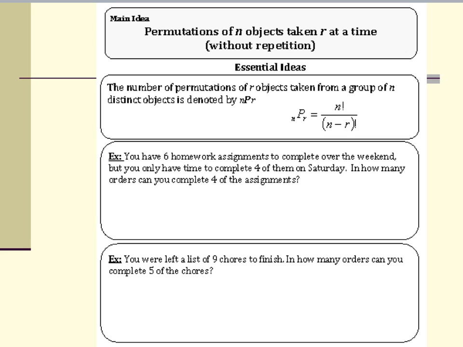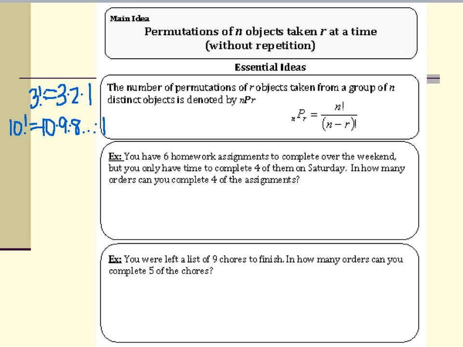This first main idea is permutations of n objects taken r at a time, and this is without repetition. The number of permutations of r objects taken from a group of n distinct objects is denoted by nPr. You can simplify nPr like this: n factorial divided by n minus r factorial. If you need a reminder of what factorial means, 3 factorial would mean 3 times 2 times 1. If I had 10 factorial, that'd be 10 times 9 times 8, and so on, all the way down to times 1. You multiply those numbers together. You should have this button on your calculator, under the PRB button, the probability button.